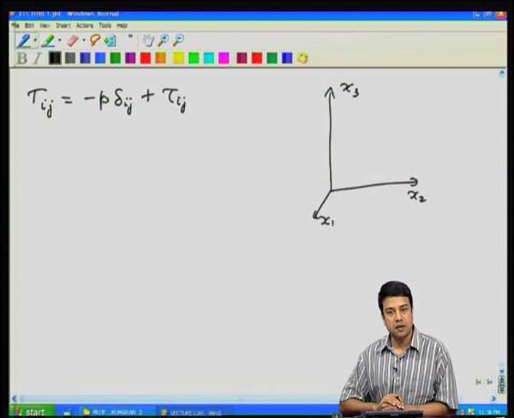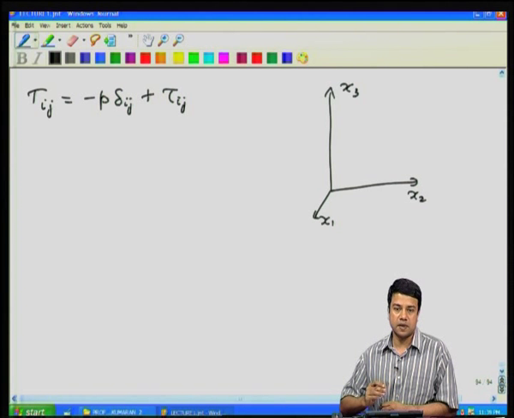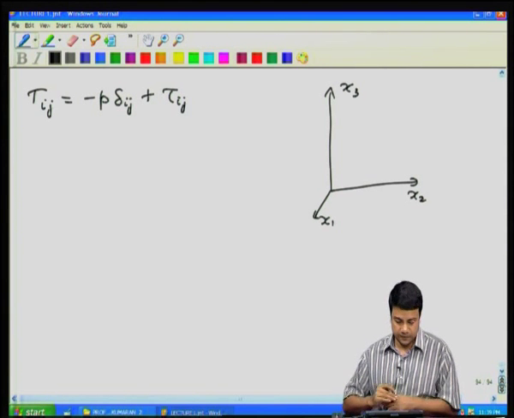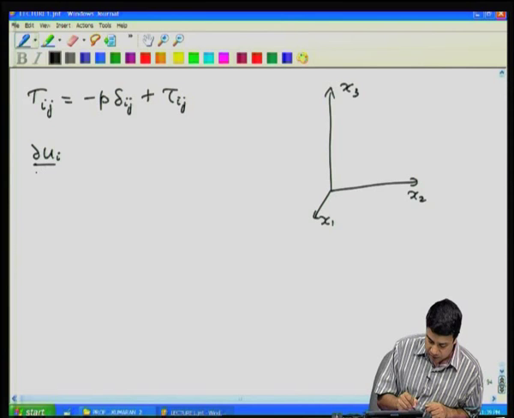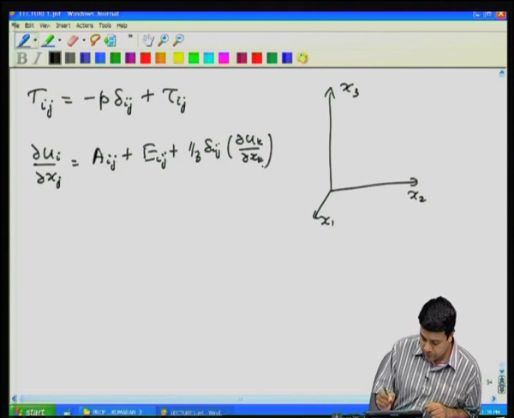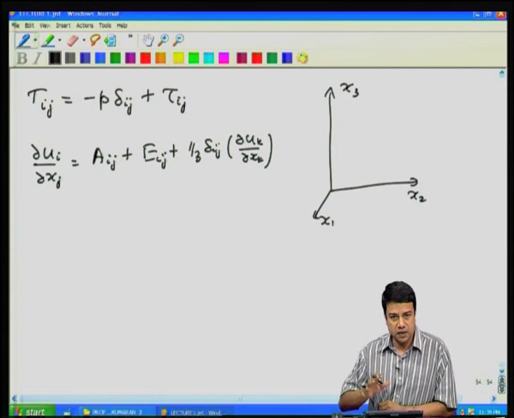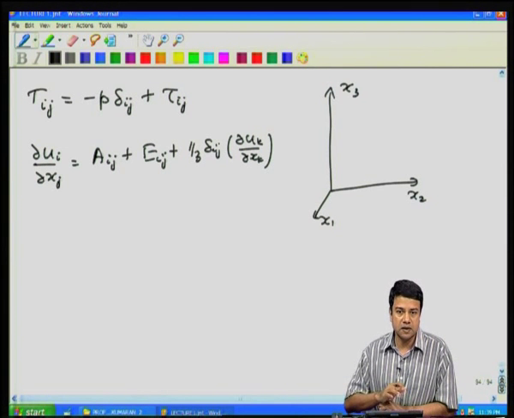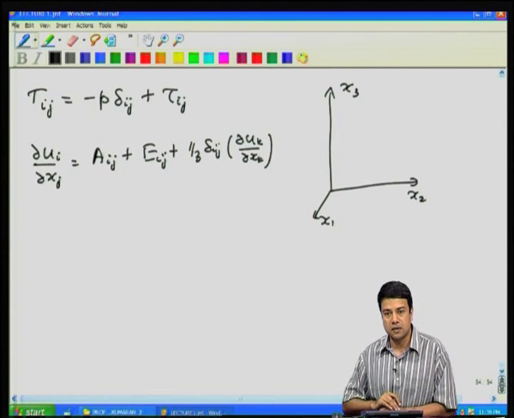The rate of deformation tensor had three components: symmetric traceless, antisymmetric, and isotropic. So, partial ui by partial xj had three components, which was aij plus eij plus 1/3 delta ij times the divergence of velocity. As you can see, each of these represented specific forms of deformation. Each of these transformed differently under rotation or translation of the coordinates.